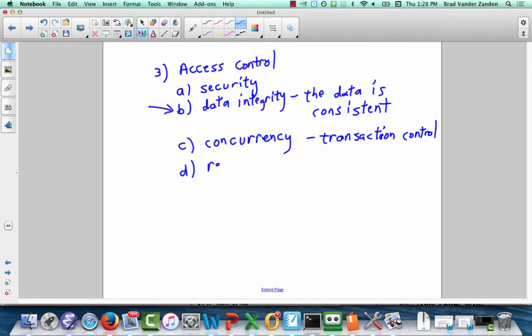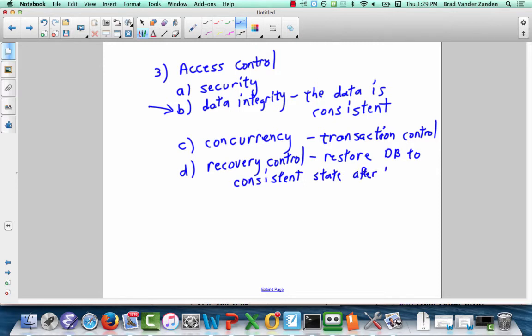Okay, recovery control. Okay, so restoring the database to a consistent state after a software or hardware failure. Again, an advanced topic, we will not discuss it in this course.